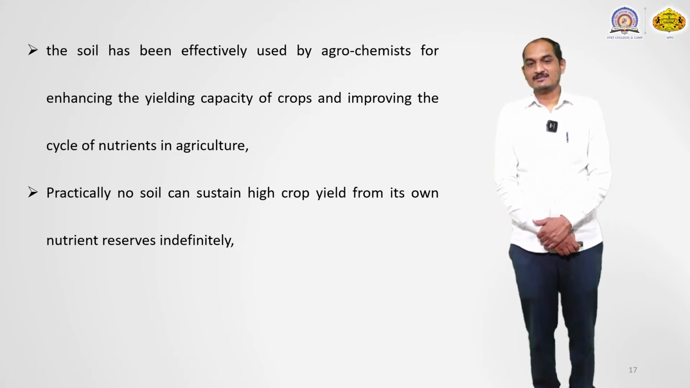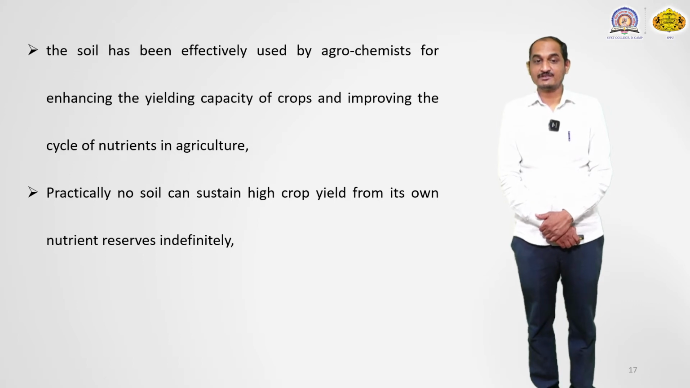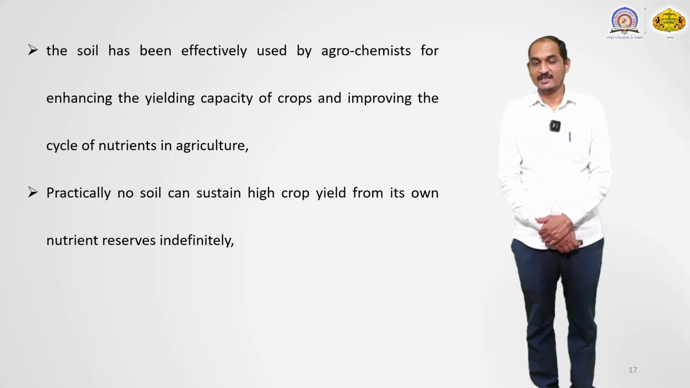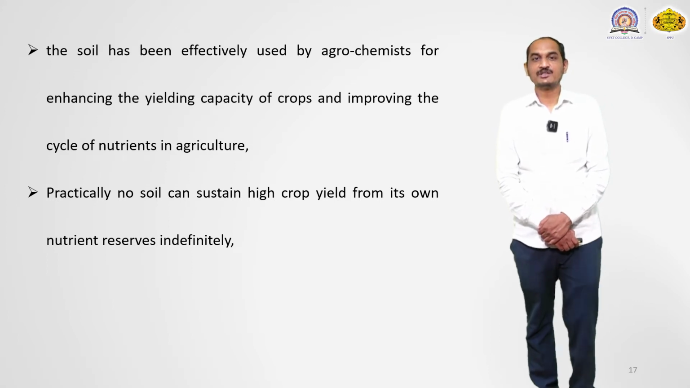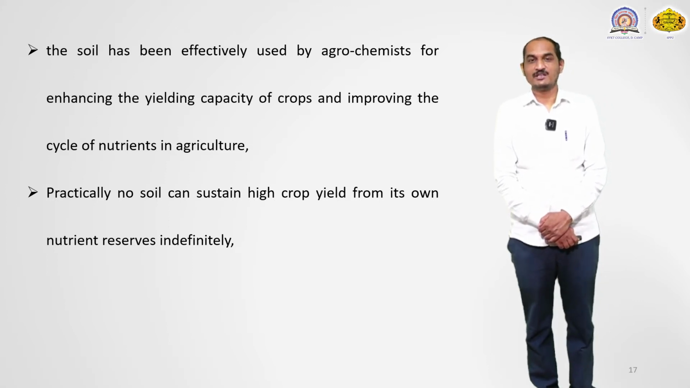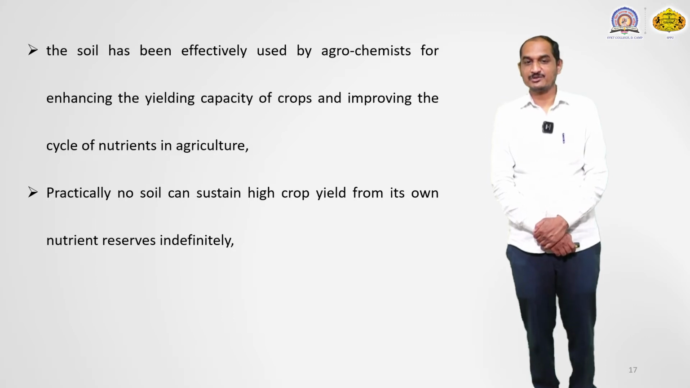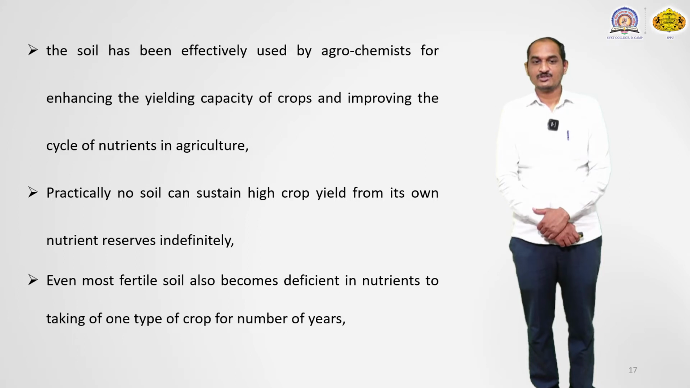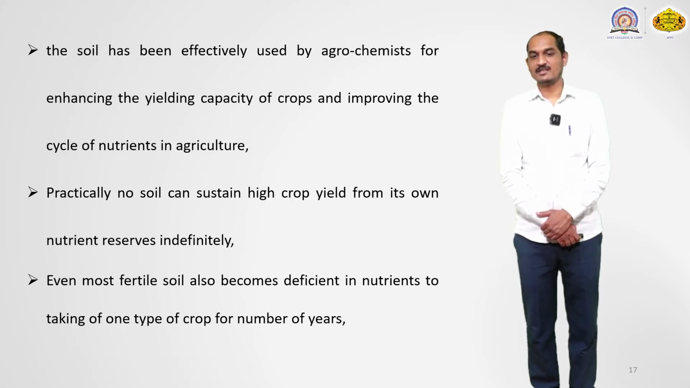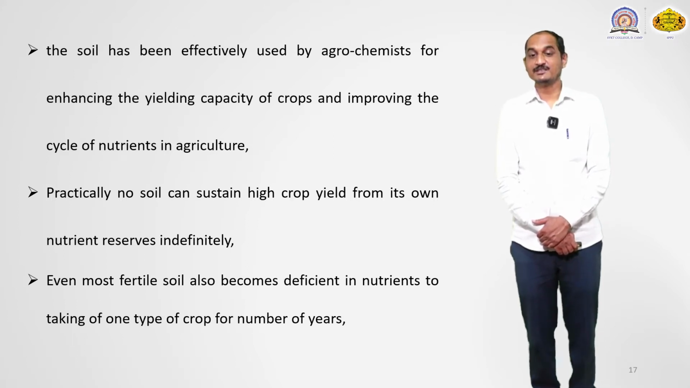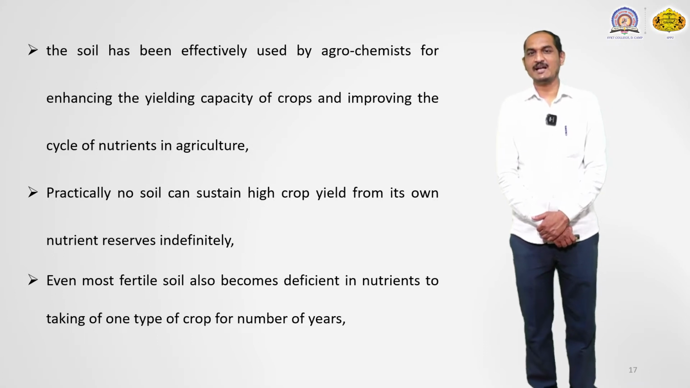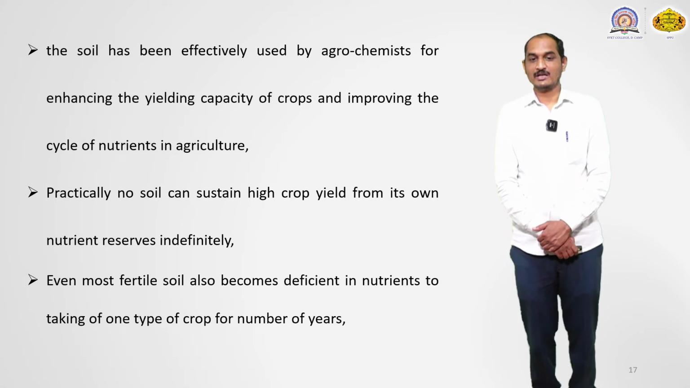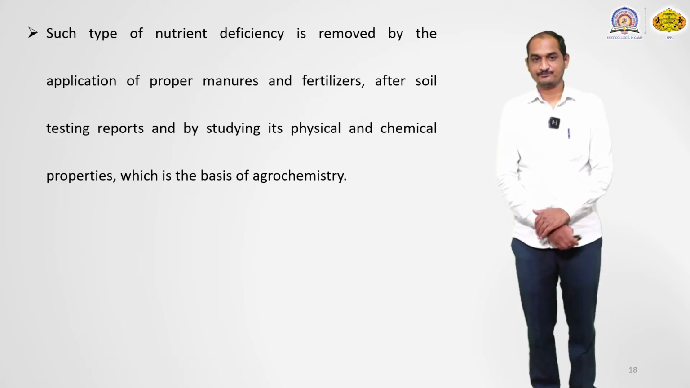Practically, no soil can sustain a high crop yield from its own nutrient reserves indefinitely. We need to use different types of chemicals, fertilizers, pesticides and micronutrients to increase the crop yield. So even the most fertile soil becomes deficient in nutrients. We have to add nutrients through all these chemicals to grow one type of crop for a number of years.